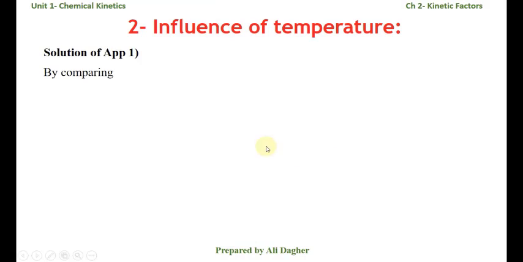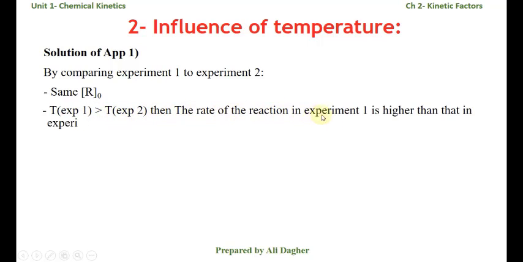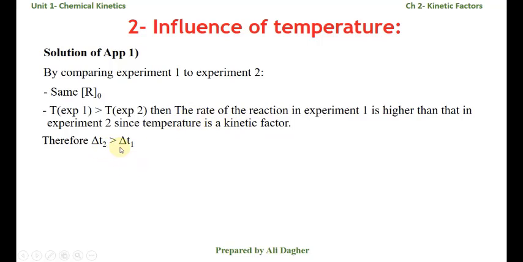Solution: by comparing experiment 1 to experiment 2, the common is the same initial concentration of reactants, but the difference is the temperature: temperature in experiment 1 is bigger than temperature in experiment 2. Then the rate of the reaction in experiment 1 is higher than that in experiment 2, since temperature is a kinetic factor. Then delta T2 is bigger than delta T1, or delta T1 is less than delta T2.